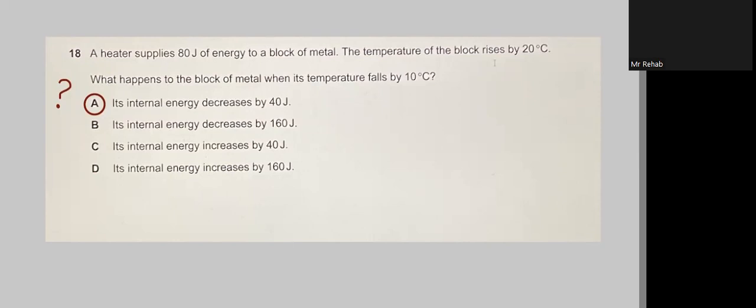Okay, but just send. A heater supplies 80 joules of energy to a block of metal. The temperature of the block rises by 20 degrees Celsius. So we know that the heater supplies the block with 80 joules of heat or thermal energy. It increases its temperature by 20 degrees Celsius. The question says, what happens to the same block, the block of metal, when its temperature falls to 20 degrees Celsius?